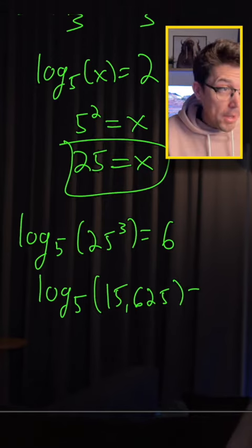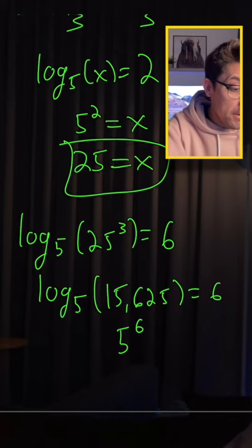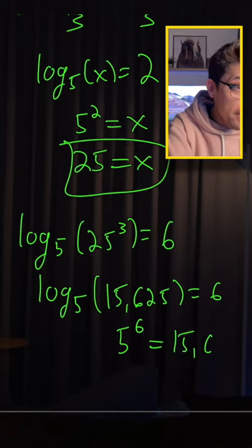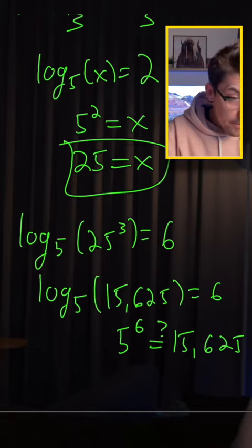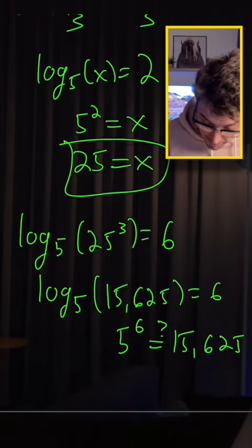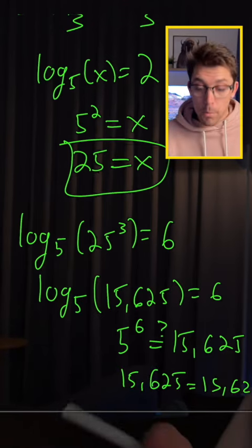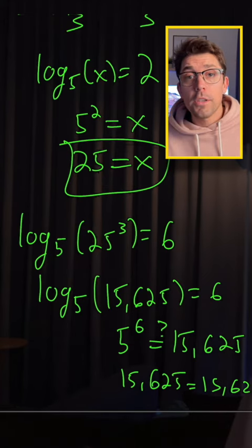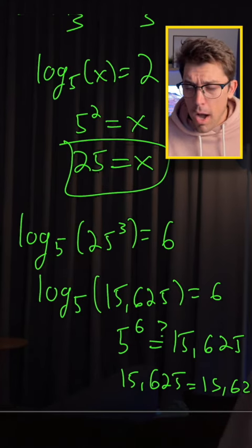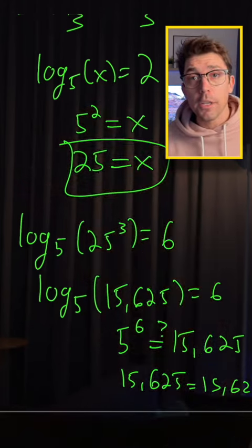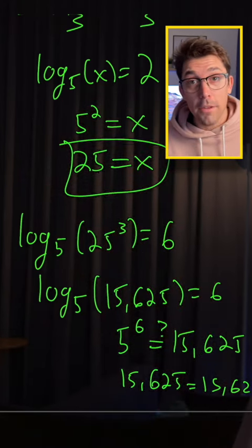15,625? Well, I'm actually just going to go over to my calculator here, and I'm going to go 5 times 5 times 5 times 5 times 5 times 5. 15,625. 15,625 equals 15,625. We are all set. Boom, there it is. So yeah, hopefully this shed a little bit of light onto why you can just take an exponent and kick it out in front as a coefficient. There is a method to the madness, I promise.